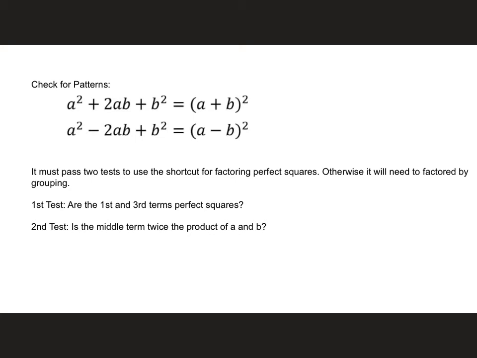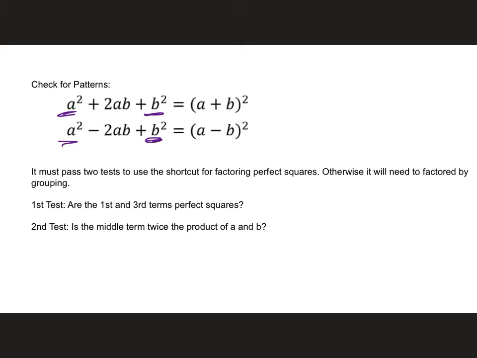So the first thing you would want to look for is patterns. So we want to see, do we have some number squared at the front and back of the trinomial? So the first and third term should be perfect squares. And then the middle term should be those values together twice. So that's the two things you're going to look for. There's going to be two tests you're looking to pass here. Are the first and third terms perfect squares? If the answer to that is no, then you can't use this shortcut. You would just need to factor it normally.